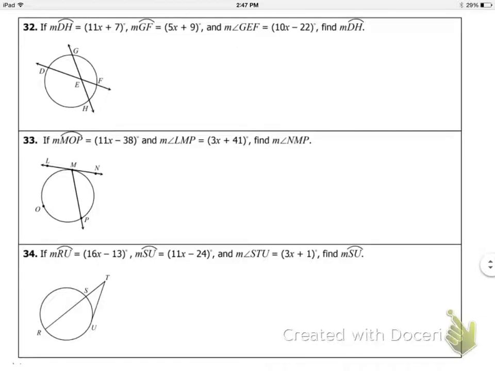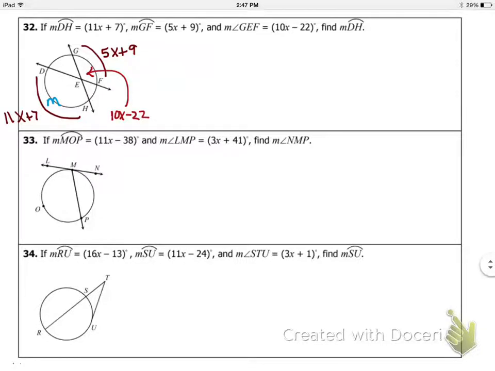On to number 32. If the measure of arc DH equals 11x plus 7, and the measure of arc GH equals 5x plus 9, let's just label those. Got 11x plus 7 and 5x plus 9. And the measure of angle GEF, I think, this one in here, is 10x plus 22.